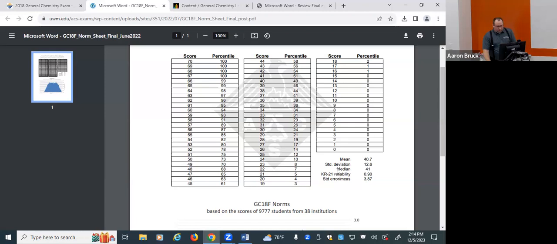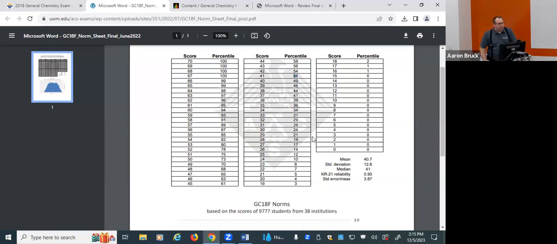So the median score, 41, is the 51st, in this case, percentile. That's pretty much right smack dab in the middle. Half of the students did better than you, half of the students did worse than you. And as far as scoring goes, that's what we would consider about the middle as well. We would expect half of you to score somewhere around 40, 41 out of 70 on this, and the other half to score lower.